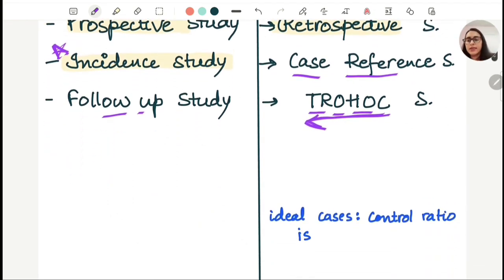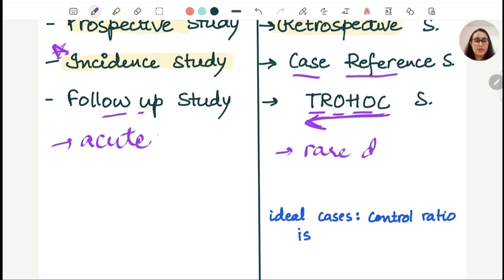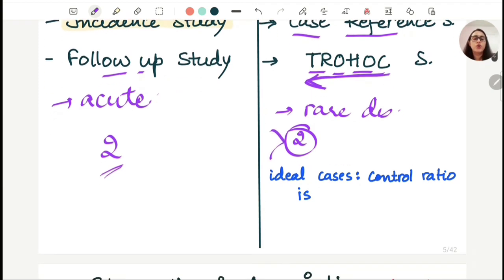Now cohort study is used for acute diseases and case control study is used for rare diseases. Minimum two groups are required to do a good cohort study, and for case control study also we require at least two groups. But the ideal ratio of cases to controls in a case control study is 1:4. To one case we take four controls.